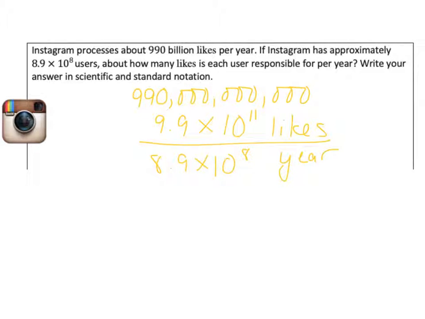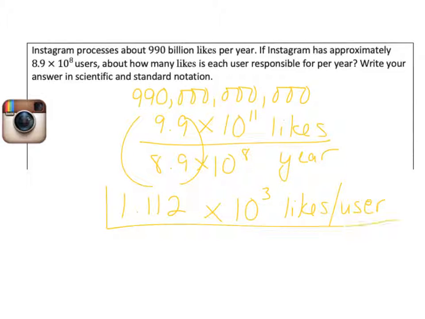Okay, so if I do 9.9 divided by 8.9, I'm going to get 1.112. That would be to 4 significant digits, times 10 to the third. Keep my base, subtract my exponents. Likes per user per year.